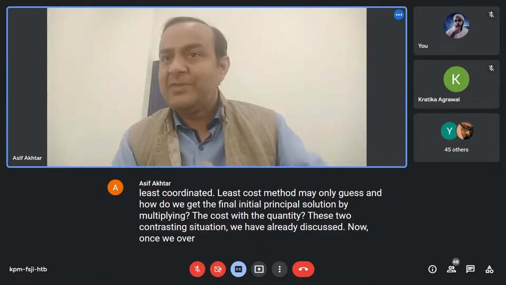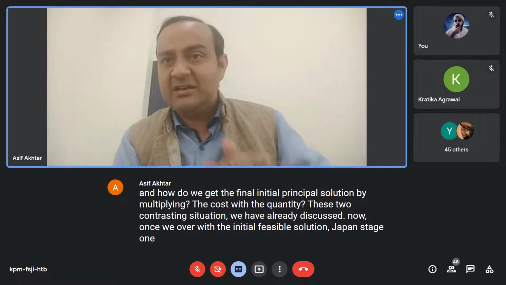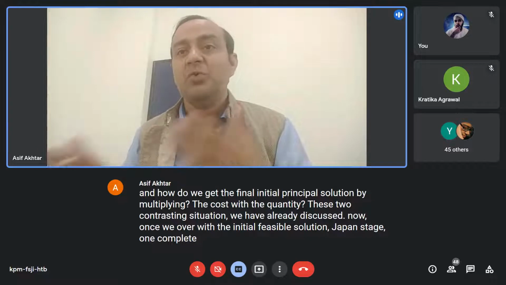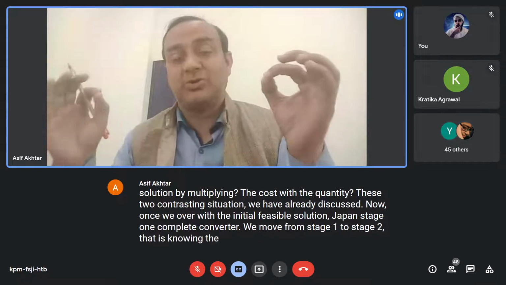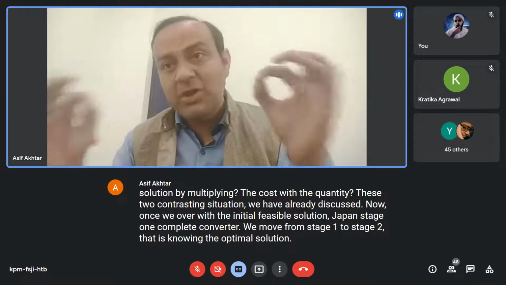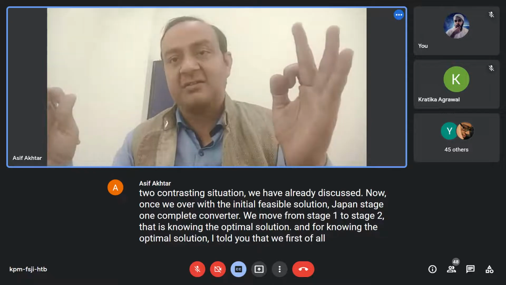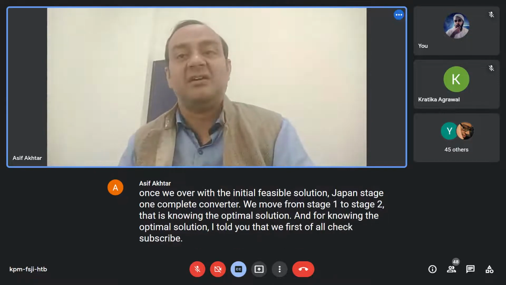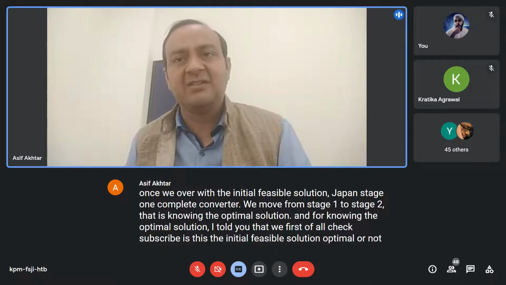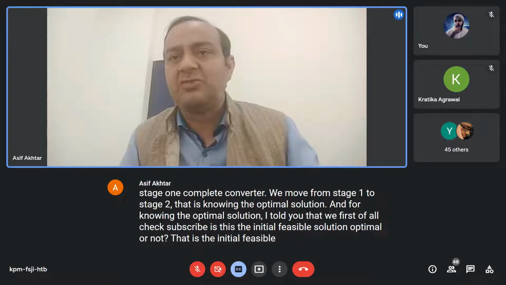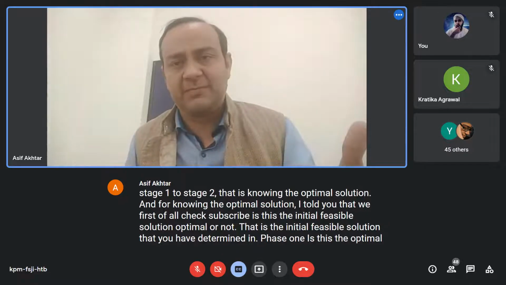Now once we are over with the initial feasible solution, when we complete stage 1, we move to stage 2. We move from stage 1 to stage 2, that is, knowing the optimal solution. And for knowing the optimal solution, I told you that first of all we check: what do we do first? We check whether the initial feasible solution that you have determined in phase 1 is optimal or not.